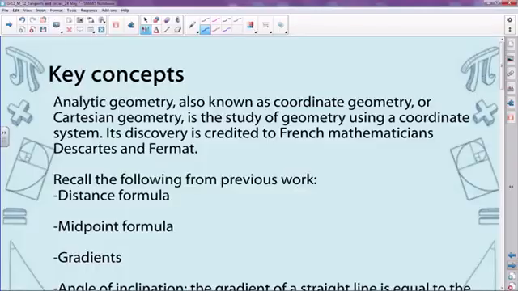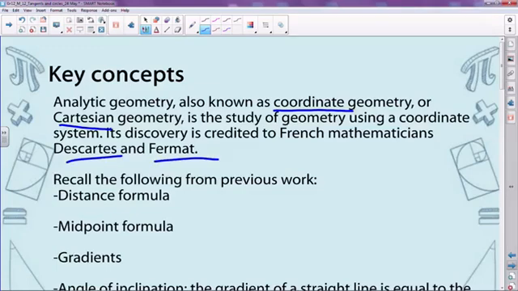It's also known as coordinate geometry, and the reason for that is it's geometry that's drawn on a Cartesian plane. So it's with all your points and lines and your axes of symmetry and all of that. It's the study of geometry using a coordinate system. The only one that you know so far is the XY coordinate system. Its discovery is credited to two French mathematicians, Descartes and Fermat.